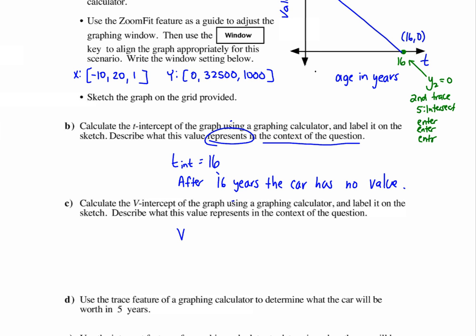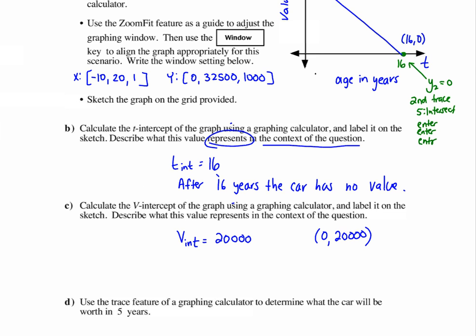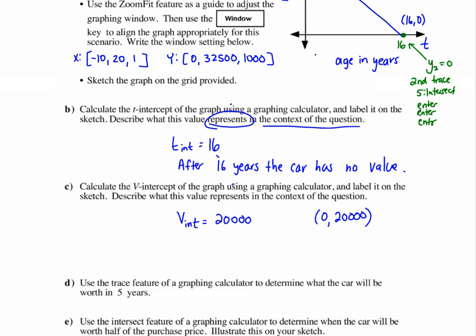Okay, the v-intercept is 20,000. That was the point 0 and 20,000. So what did that represent? Do you remember? A brand new car. Or after no time at all, before it leaves the lot, at 0 years. It's worth $20,000 because time is 0.